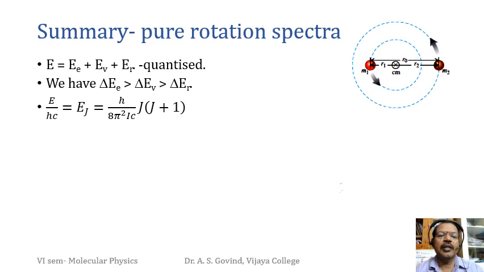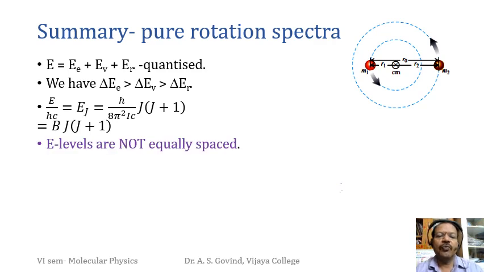So you will get E by Hc is denoted as Ej, and it is h by 8 pi square Ic into j plus 1. J is the rotational quantum number, and that constant h by 8 pi square Ic is called denoted as B. Now what we notice is when we substitute values for j equals 1, 2, 3, 4 and all, we will notice that energies are not equally spaced.